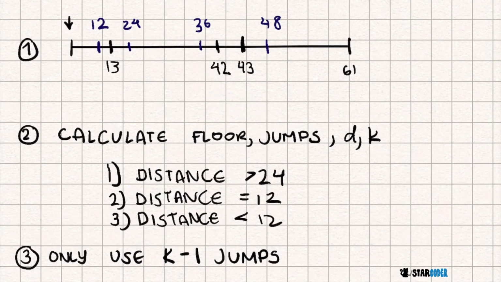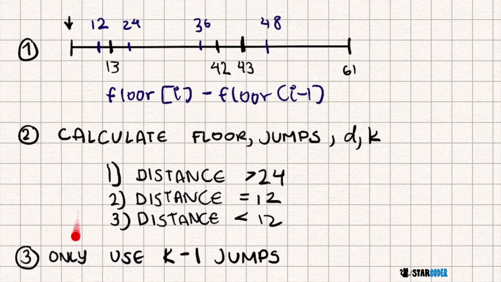The way we're going to do this is we're going to have the value floor I minus floor I minus 1. This is going to be the distance between the two portals, so between the portal of relative I and relative I minus 1. With the value of floor I minus floor I minus 1, we're going to calculate three main things. In the first scenario, the distance is greater than 24, and in that case, we're going to update three values.